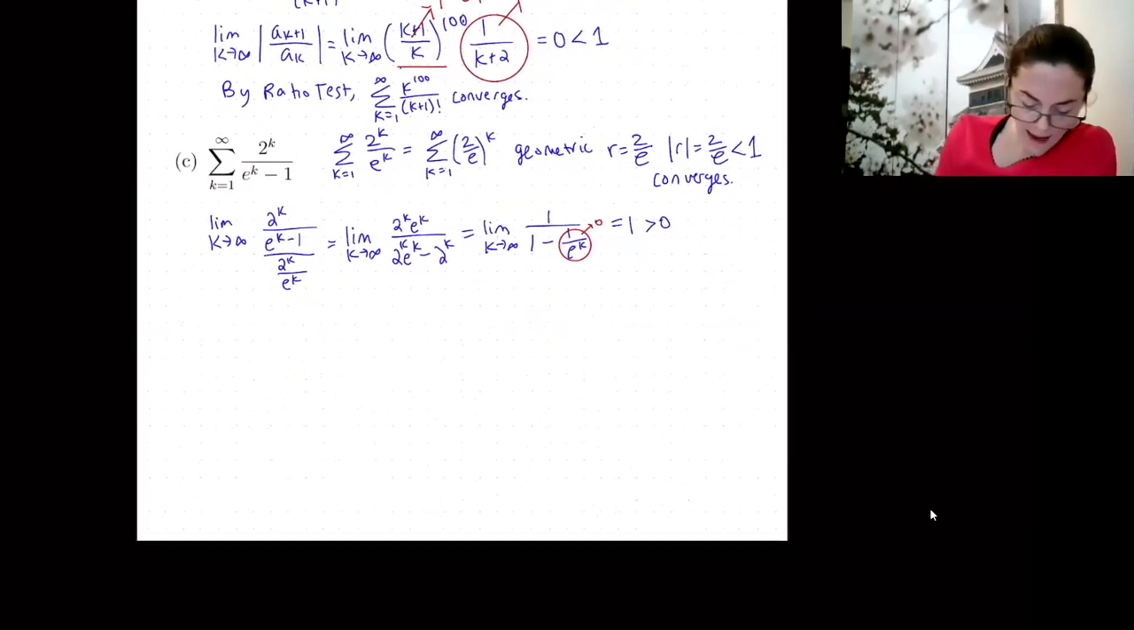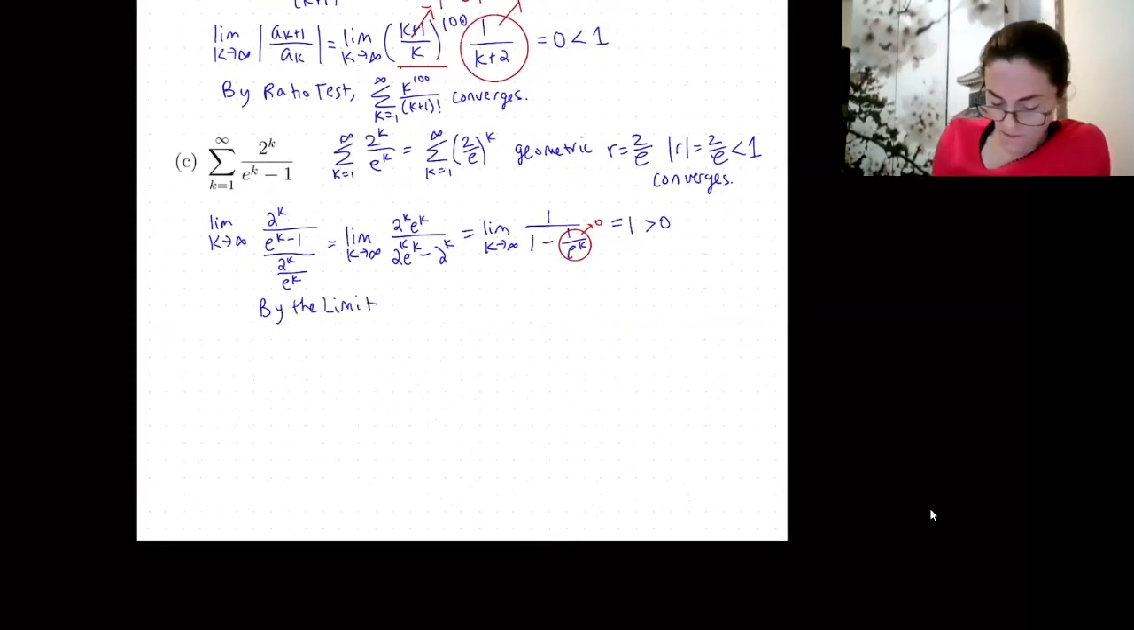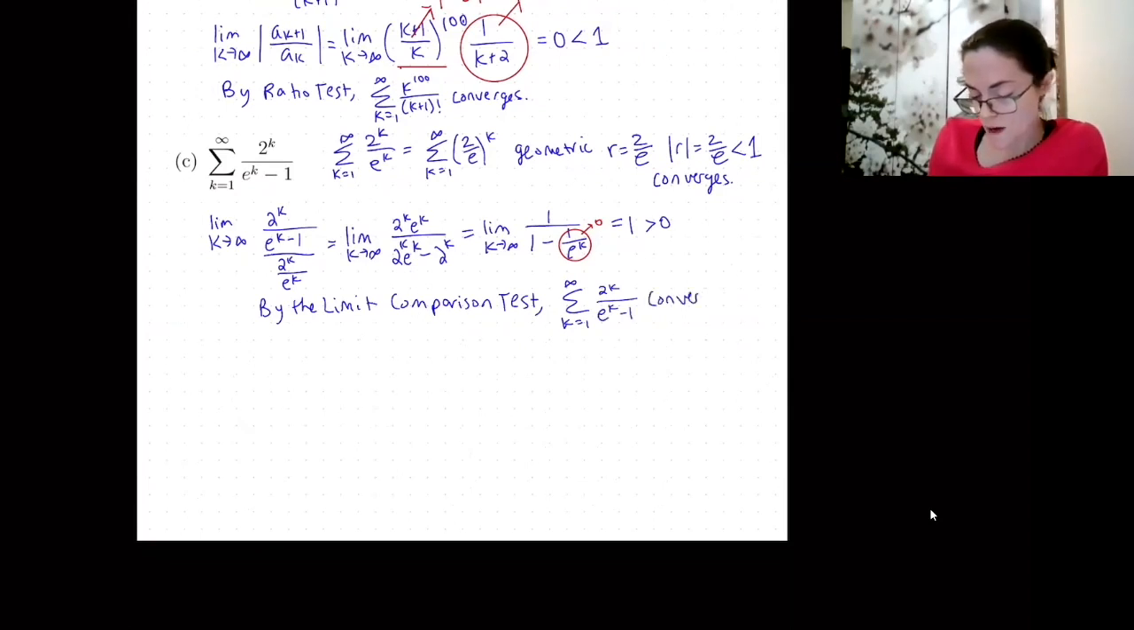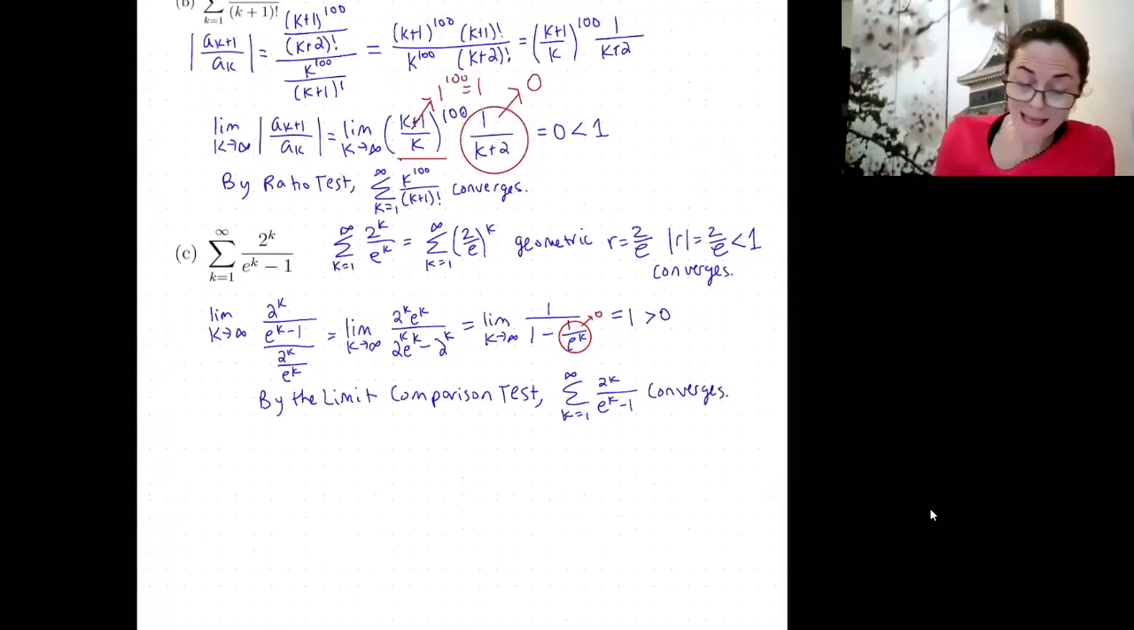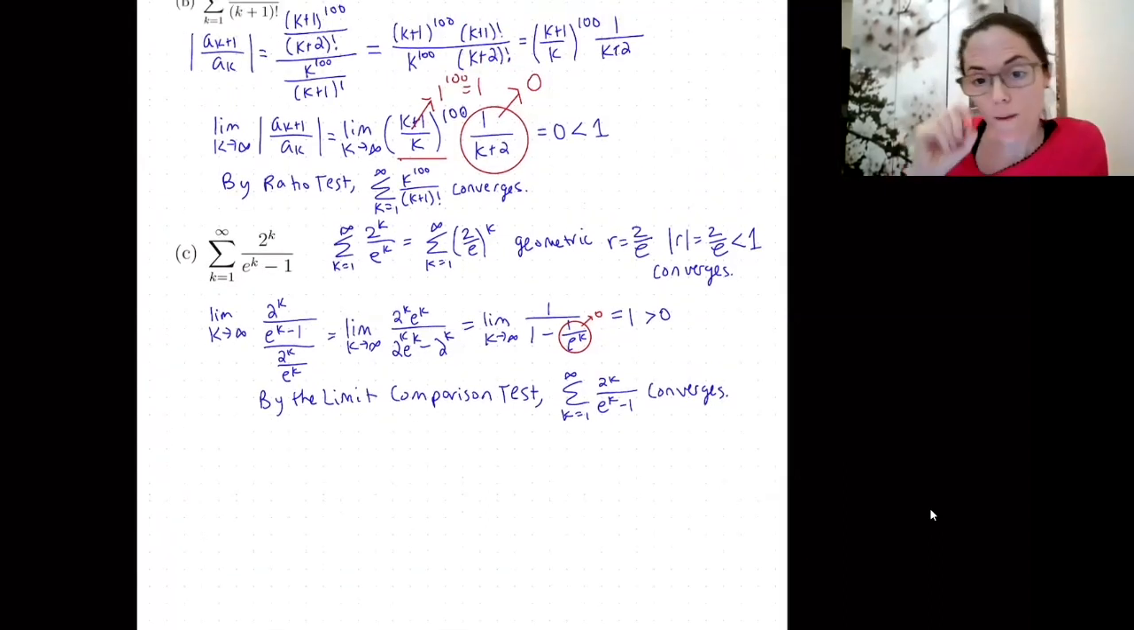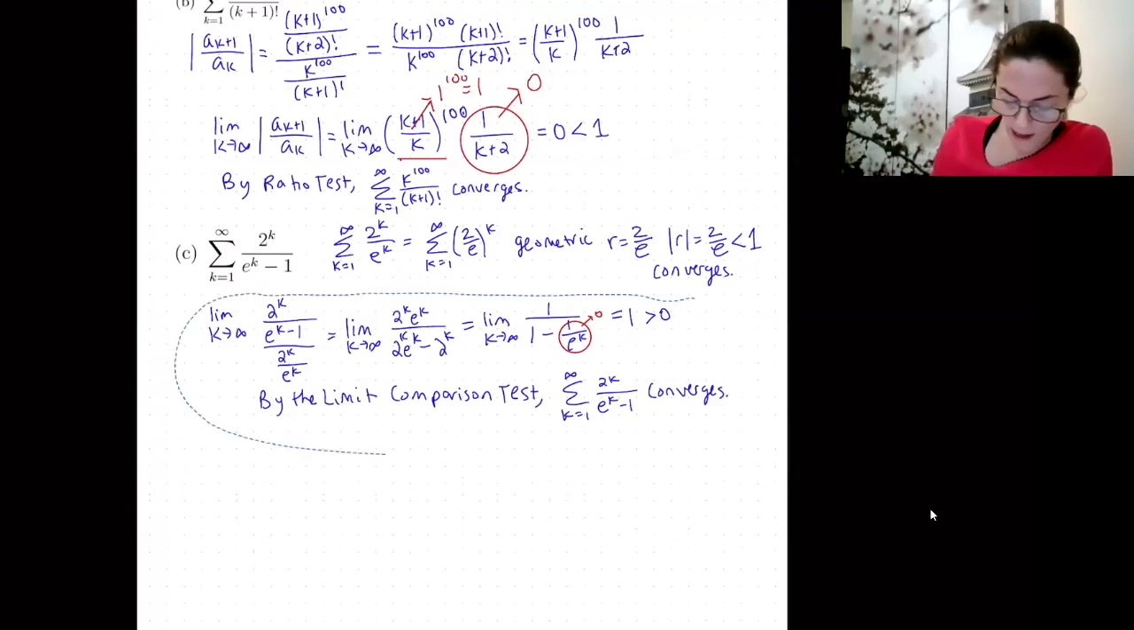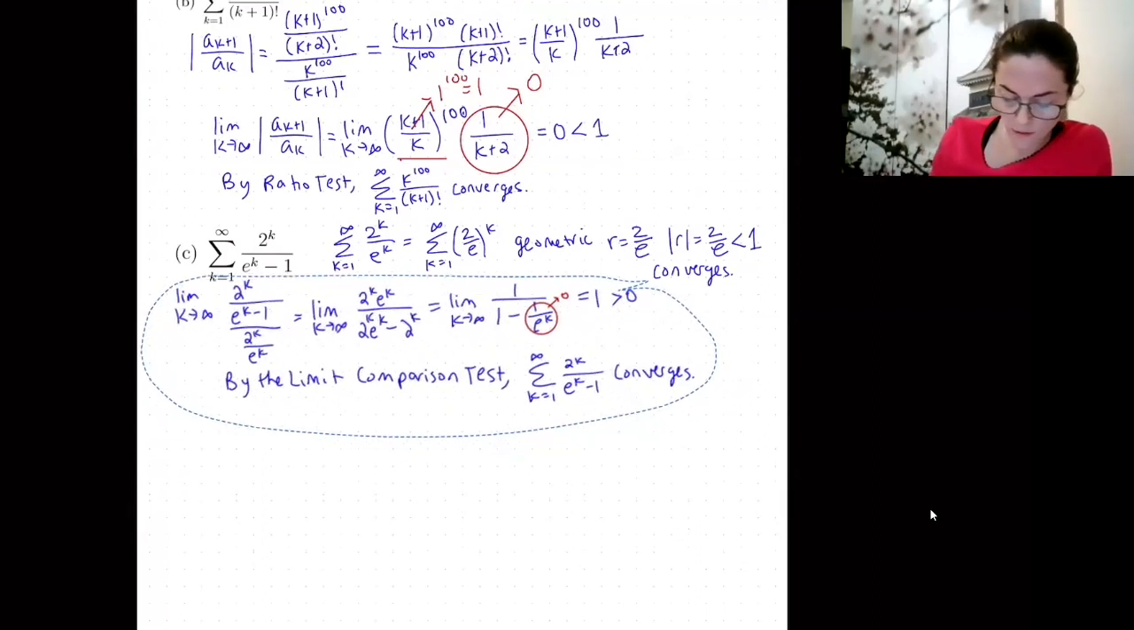Okay, so by the limit comparison test, this series, the sum from k equals 1 to infinity of 2 to the k over e to the k minus 1, converges. But this is one where, as I mentioned, we could not use the normal comparison test because it doesn't work out the way that we need it to.